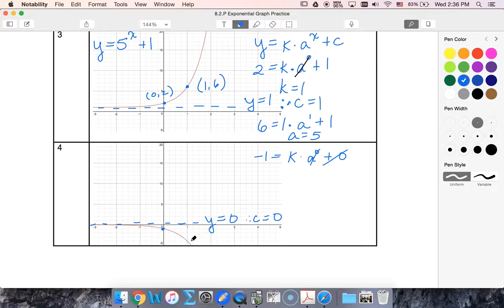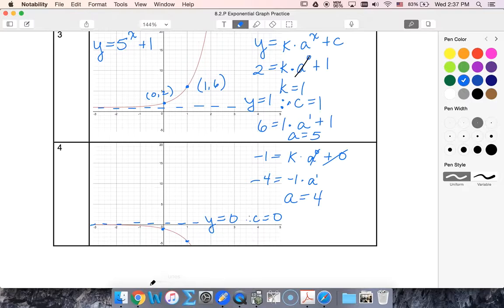And now find my a value. I see that I go through the point (1, -4). So negative 4 equals negative 1 times a to the 1 plus 0. I'm not even going to write it. Divide both sides by negative 1, and I get that a is equal to 4.